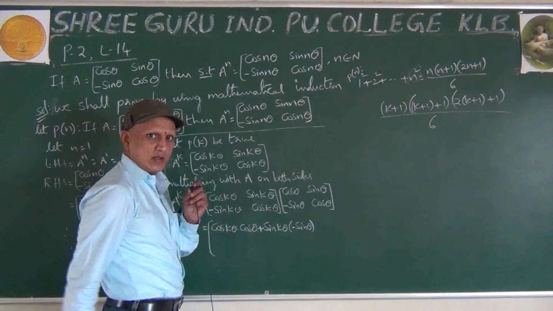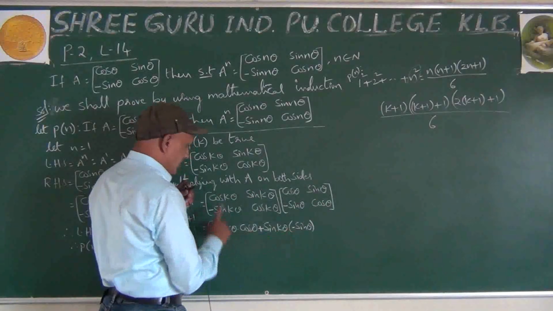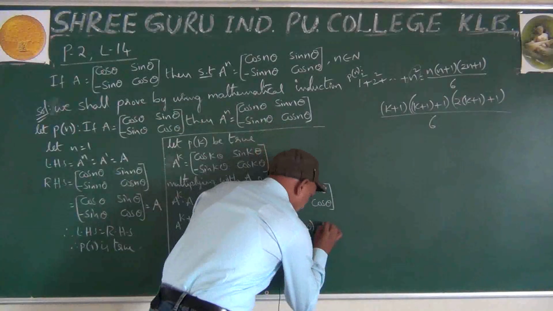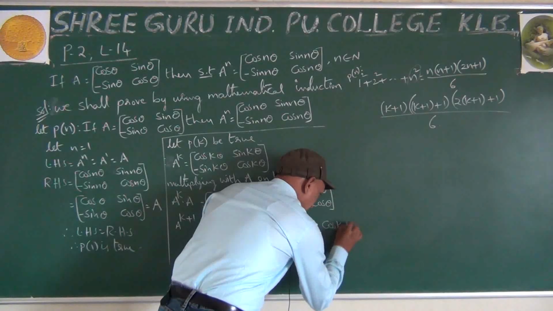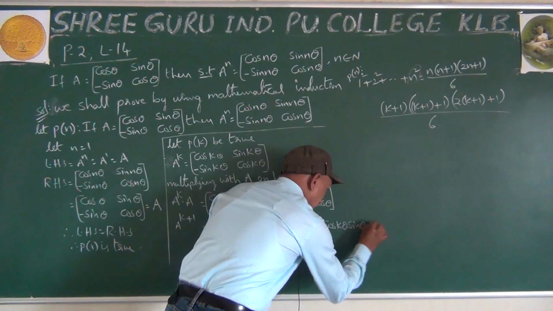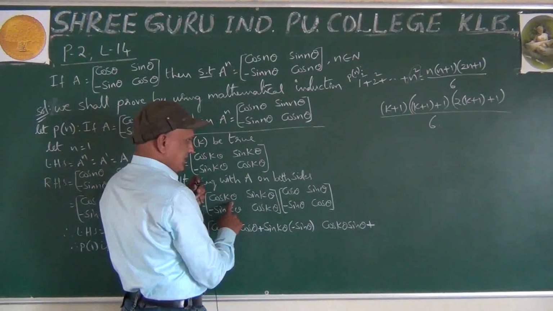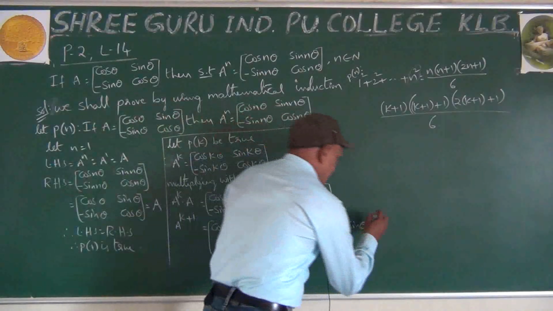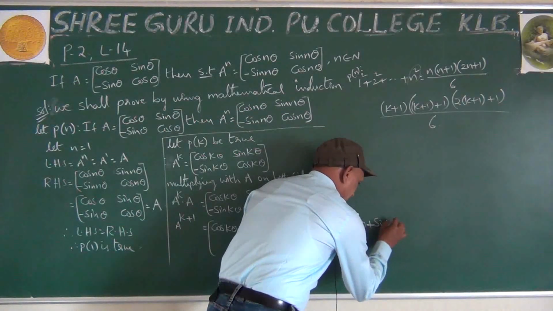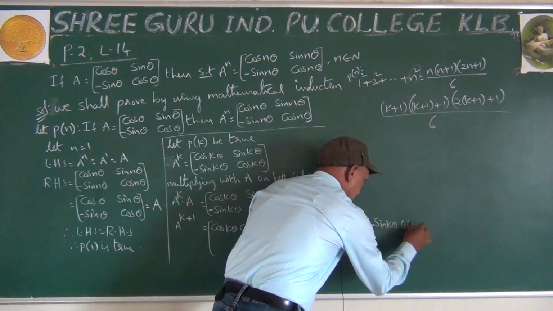First row, first column, both. First row, second column: cos k theta into sin theta plus sin k theta into cos theta.